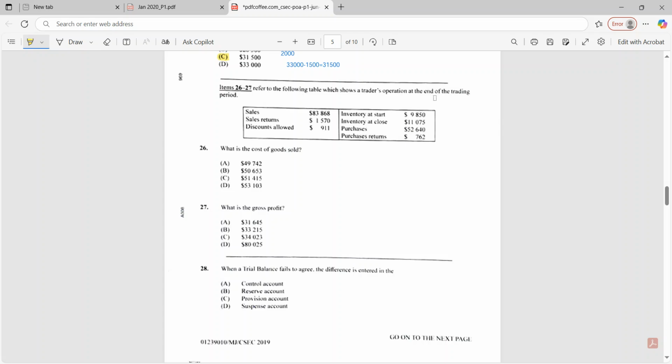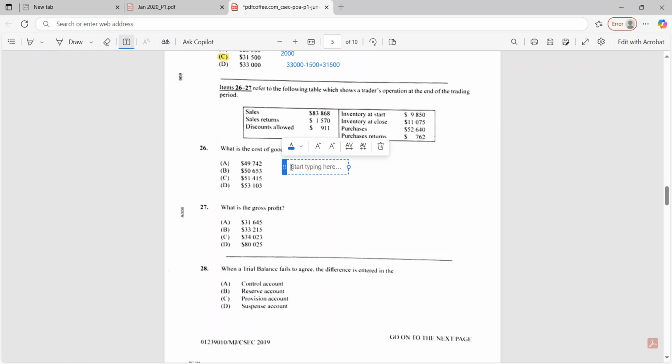All right, let's just move on to items 26 to 27, which refer to the following table, which shows a trader's operation at the end of the trading period. What is the cost of the goods sold? So we have sales of 83,868. Inventory at the start was 9,850. Inventory at close is 11,075. We have purchases of 52,640. Purchases returns of 762, and discounts allowed of 911.